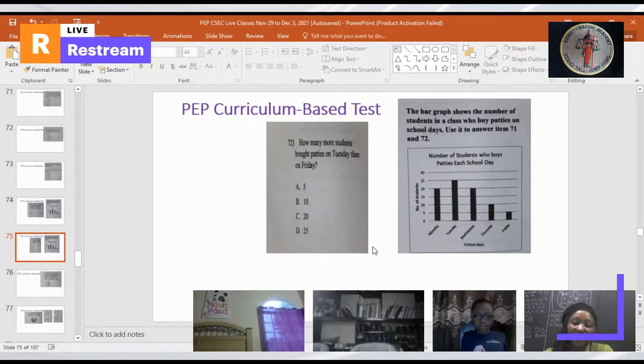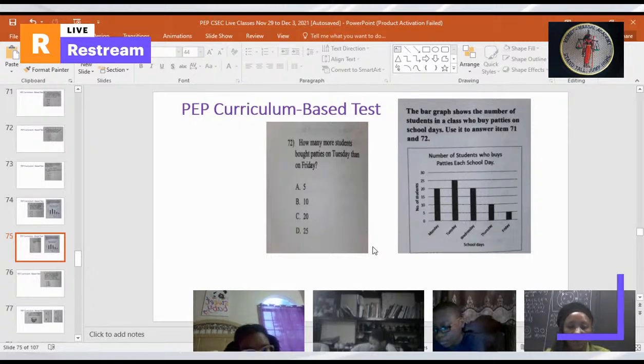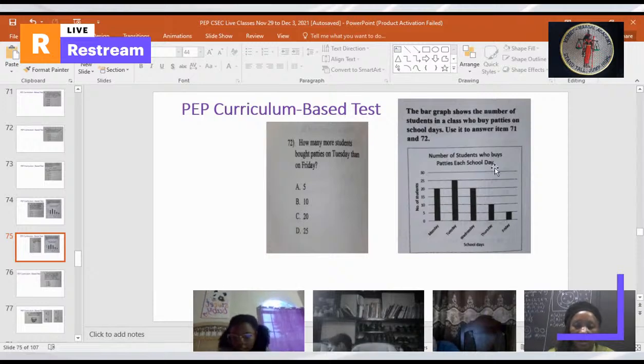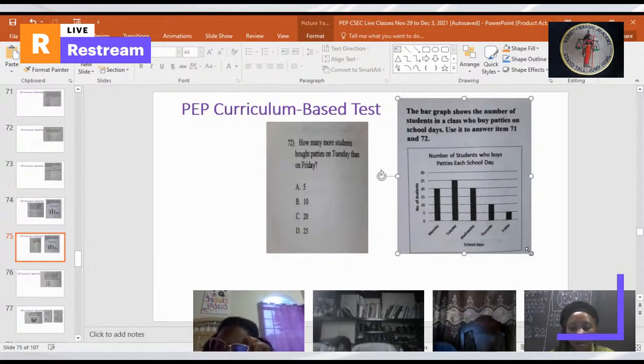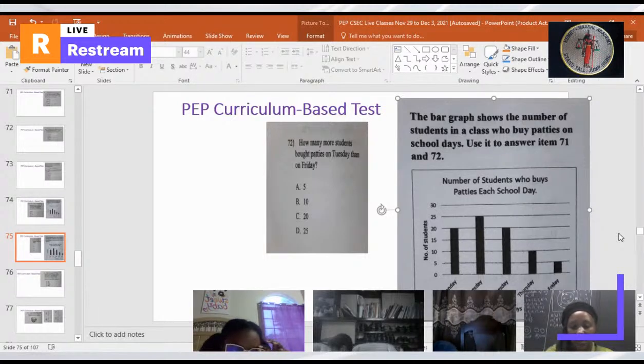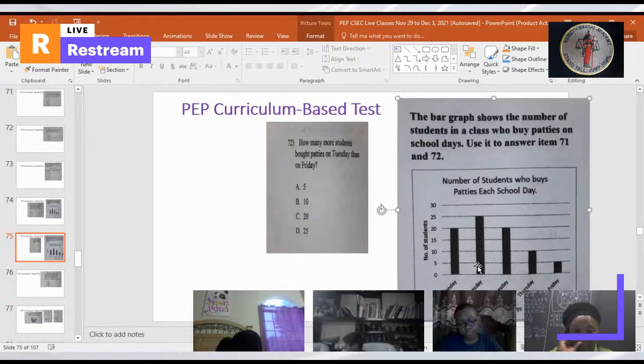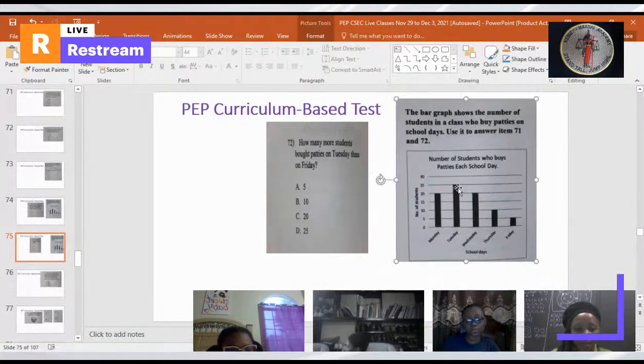Okay. All right, so we're using the same bar graph. The question for number 72 is, how many more students bought patties on Tuesday than on Friday? 20, because on Tuesday it's 25, on Friday it's 5. So the difference, because they want how many more, so we have to find the difference. That is 25 minus 5.